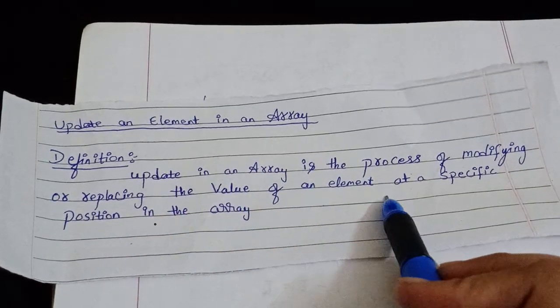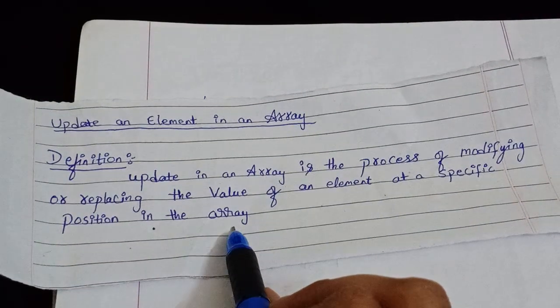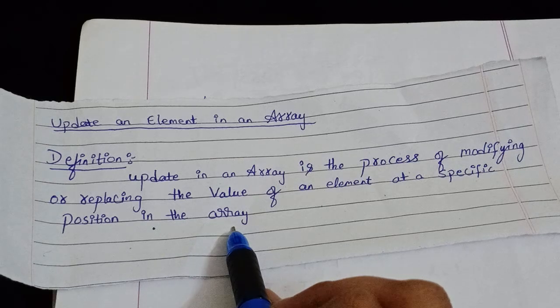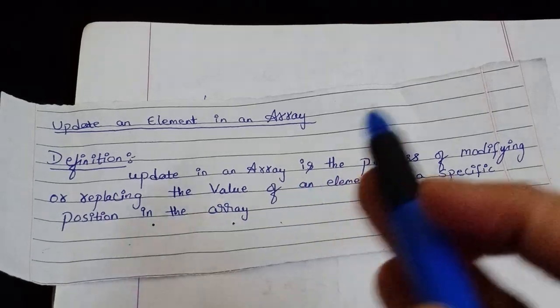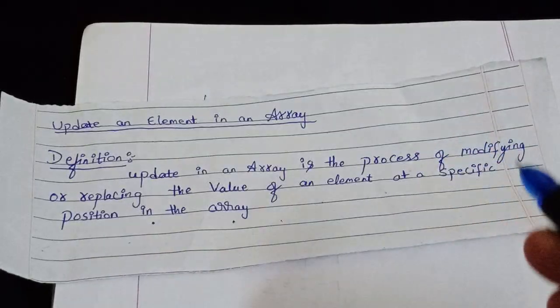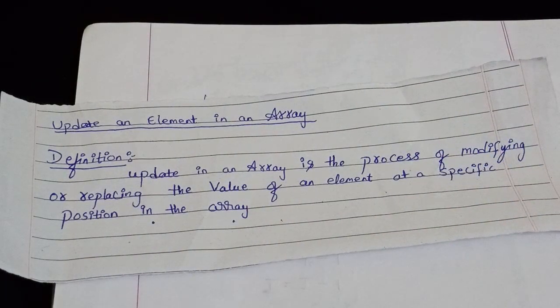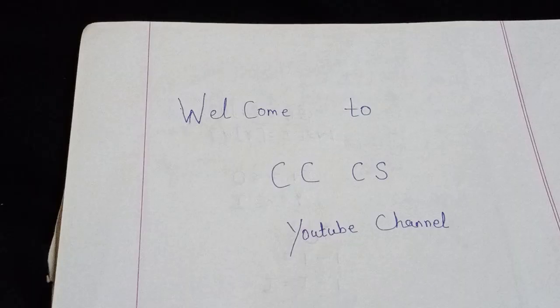So they said of an element at a specific position in the array. For example, the element you want to update can be at the beginning, it can be at the end, it can be in the middle. So you can give a specified position where you want to replace the element. So this is what updating means in an array. We'll see this updating in detail with the help of an algorithm and example. Let's move to the algorithm.